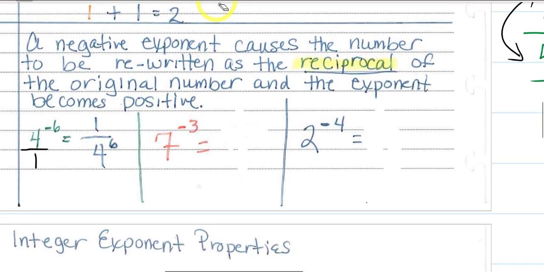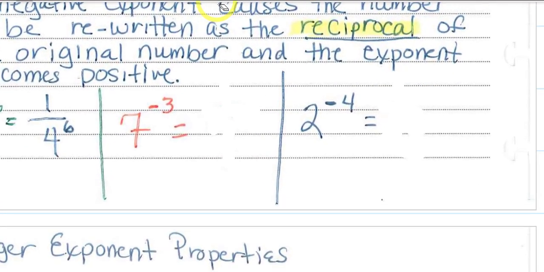Okay, so I'd like for you to try, pause the video, and why don't you try 7 to the -3 and 2 to the -4 and see if we get the same answer. So please pause it, try it yourself, and then come back and check to see if you've got it right.